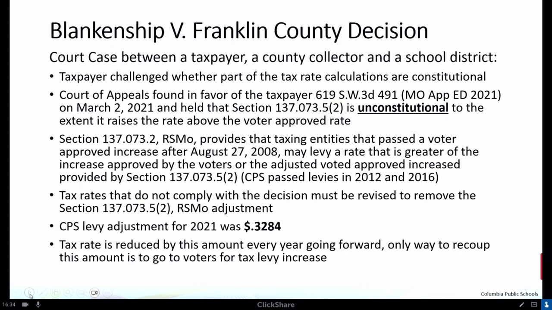But we did have to adjust our levy in 2021, which reduced our levy by over 32 cents. And so that was a permanent reduction, not just for that year, but going forward, that tax rate ceiling was lowered by that amount. And so it's reduced again every year going forward. And so the only way to recoup or get back up to that 32 cents that was reduced would be to go to the voters for an additional levy in future years.